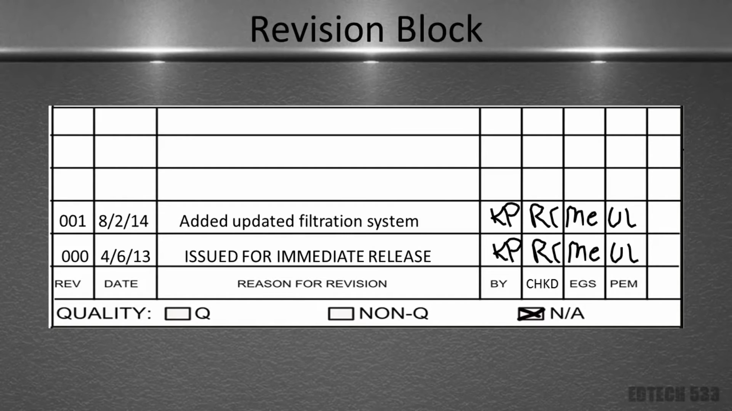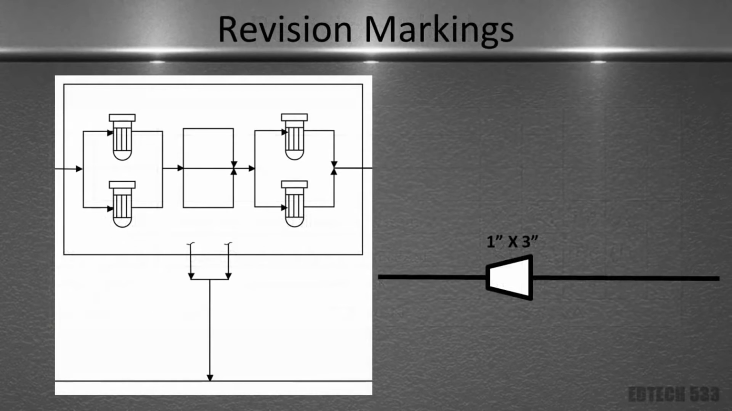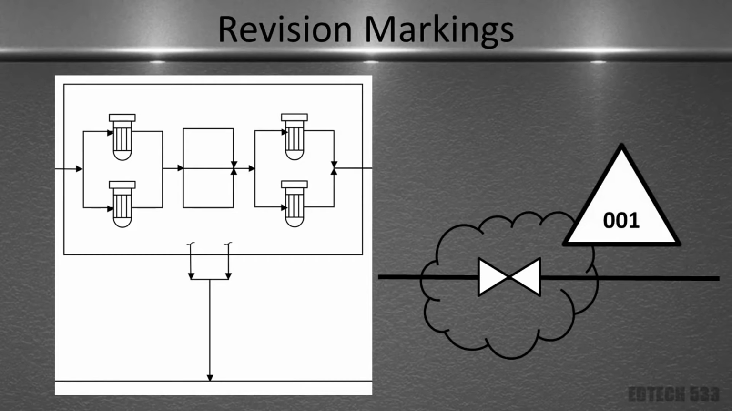Along with the revision block, we want to ensure that you know what changes were made on the drawing itself. So we do a couple things to draw your attention to the drawing area and where those changes were. So here we have a couple examples. I have a reducer here that is 1 inch by 3 inches. And if I was to suddenly decide that a change needed to be made and we wanted to put a valve in there, I would remove that reducer, place a valve in it, and I would put a cloud around it. The cloud represents the area that changes were made in.